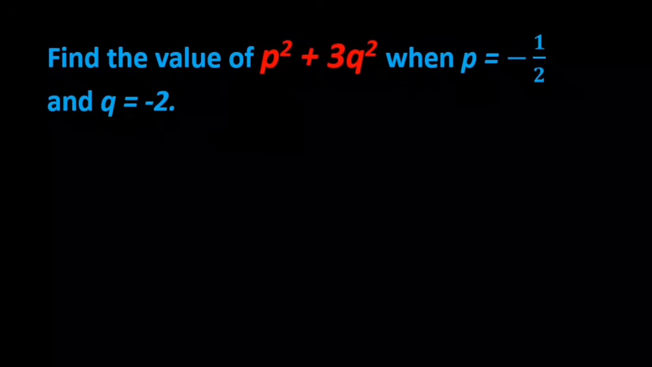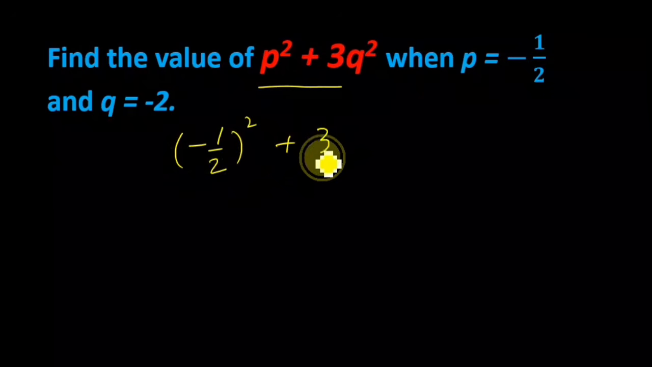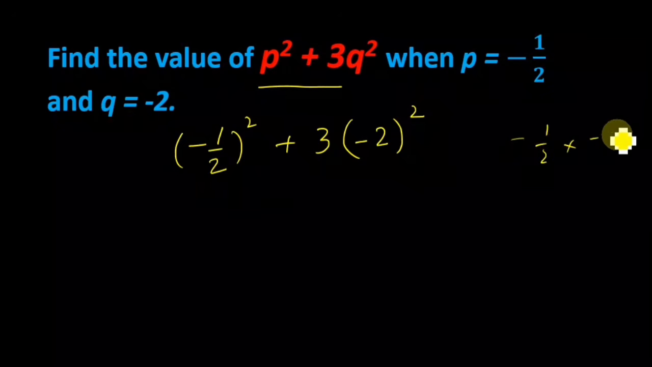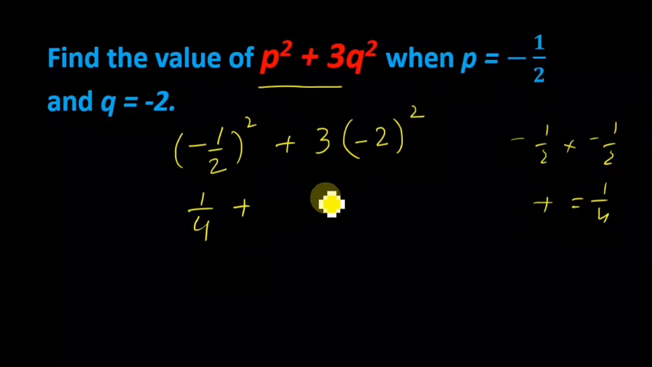Now come to the second part. Find the value of p square plus 3q square, where the value of p is minus 1 over 2 and q is equal to minus 2. As you know, p and q are the variables, so we just replace the values of these variables that are given to us: minus 1 over 2 the whole square, plus 3 bracket minus 2 whole square. Square means minus 1 over 2 multiplied by minus 1 over 2. You did this in chapter number 1, in which you find squares and square roots.